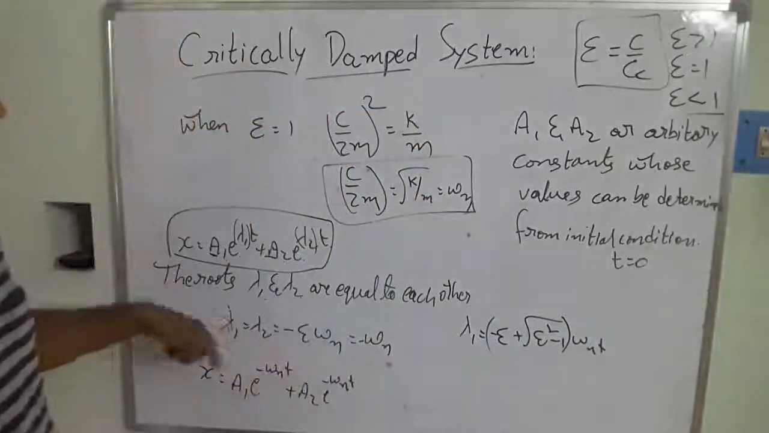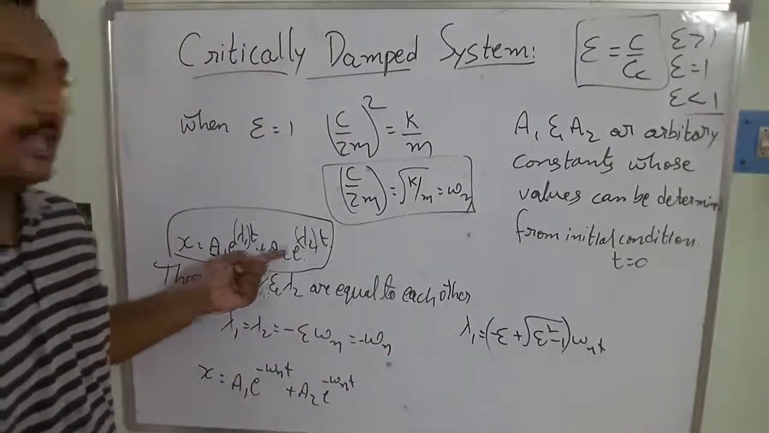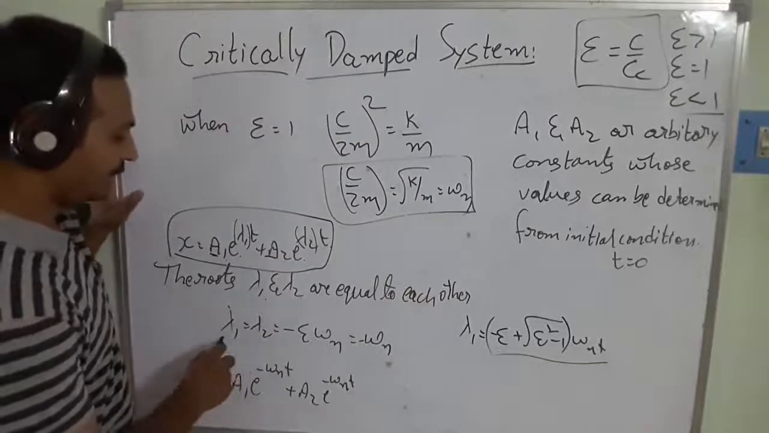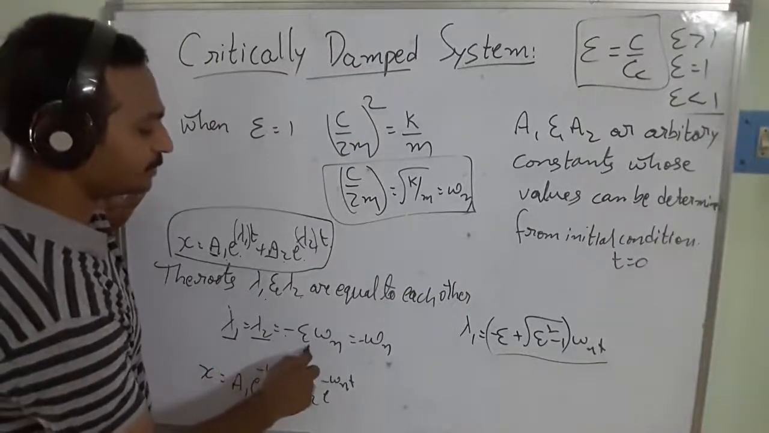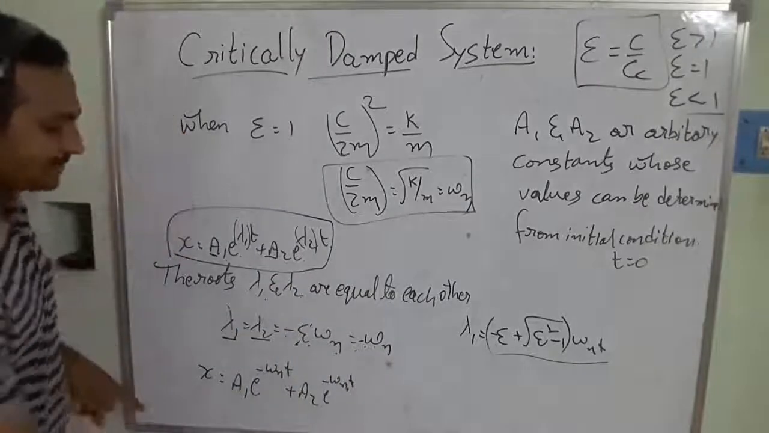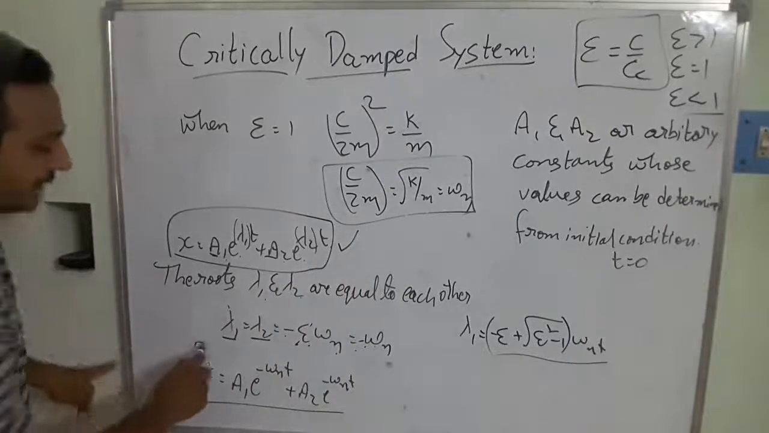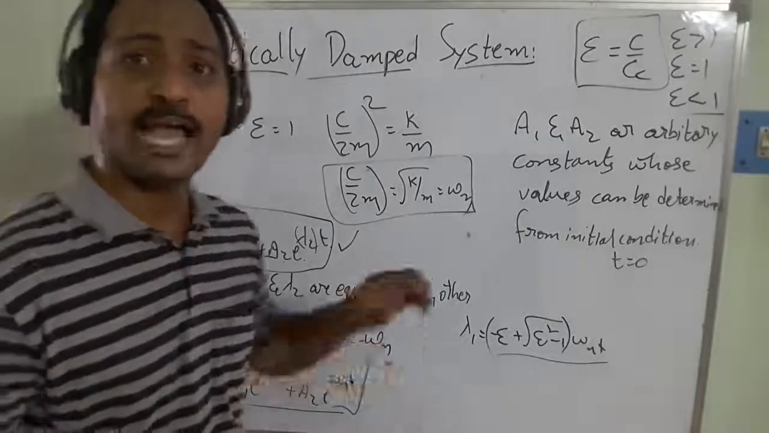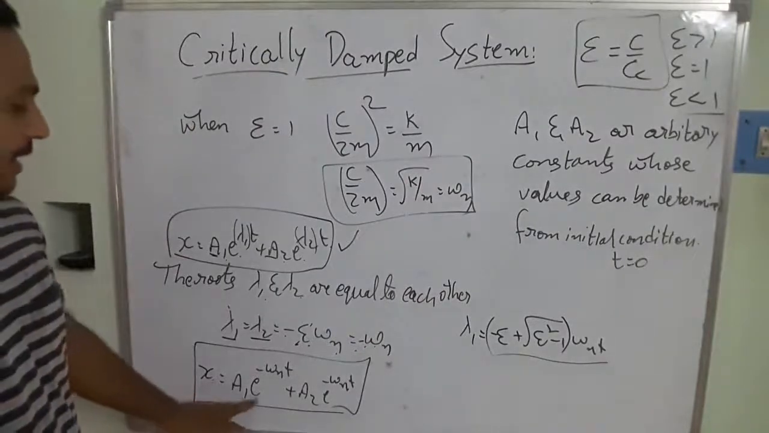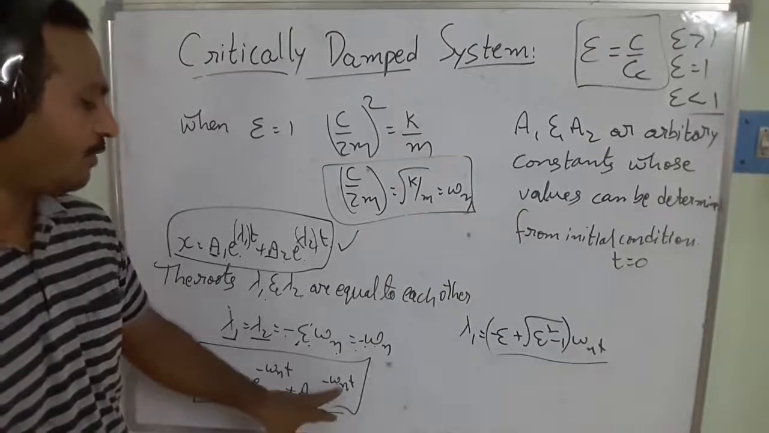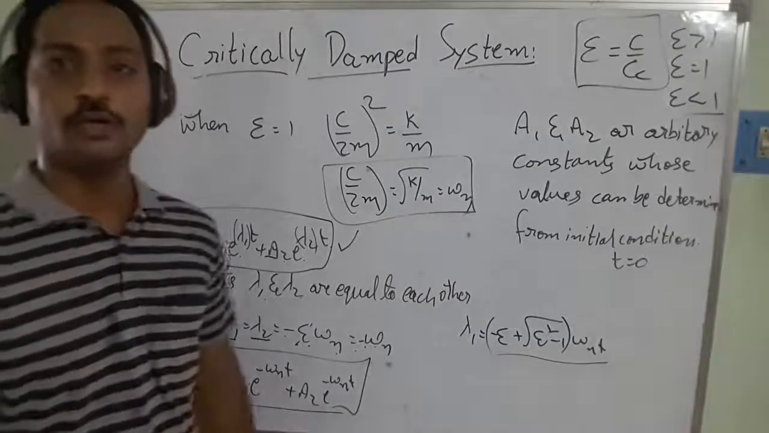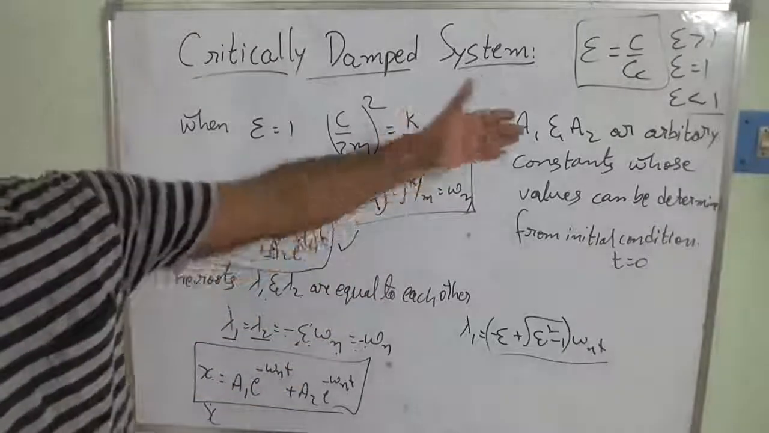Then we substitute the initial conditions to identify A1 and A2. Finally we get lambda 1 equal to lambda 2 equal to minus epsilon omega n, and since epsilon is 1, this is equal to minus omega n. Substituting into the equation, x is the displacement amplitude of the critically damped system under external excitation: x equals a1 e to the power of minus omega n t plus a2 t e to the power of minus omega n t. Differentiating with respect to time gives the velocity component, and from that we identify the a1 and a2 values.